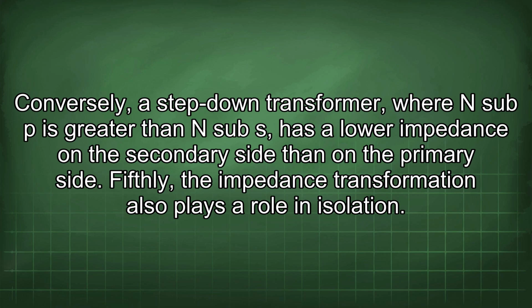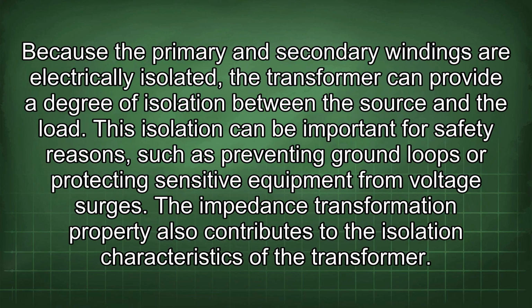Fifthly, the impedance transformation also plays a role in isolation. Because the primary and secondary windings are electrically isolated, the transformer can provide a degree of isolation between the source and the load. This isolation can be important for safety reasons such as preventing ground loops or protecting sensitive equipment from voltage surges. The impedance transformation property also contributes to the isolation characteristics of the transformer.